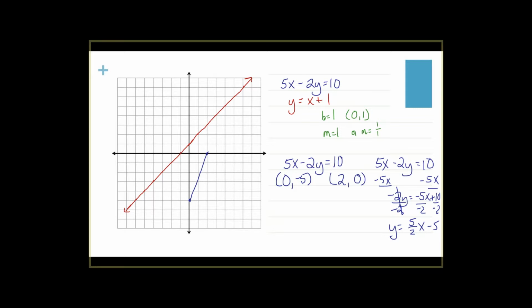Now I can say, oh, that makes sense. I was down at -5 on the y-axis, up 5 and over 2. Now I can go up 5 and over 2. 1, 2, 3, 4, 5 and over 2. And know that this is the next point on my line. And know that that's going to be where those lines intersect.